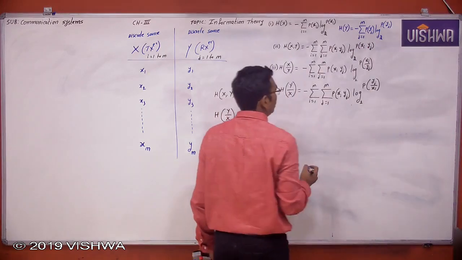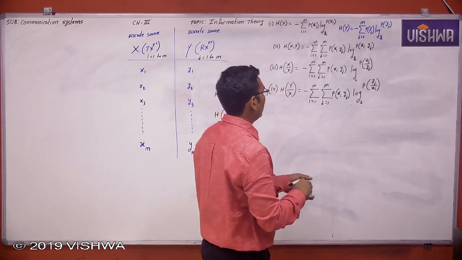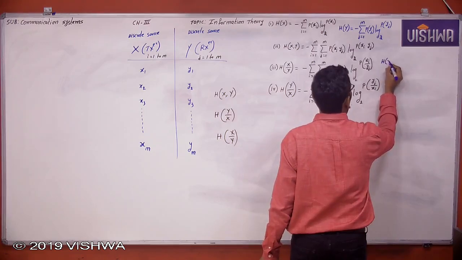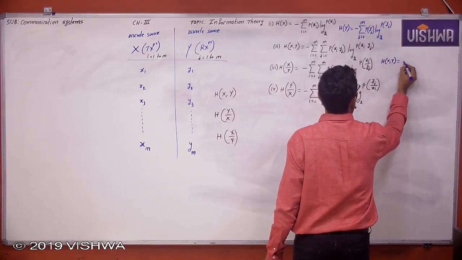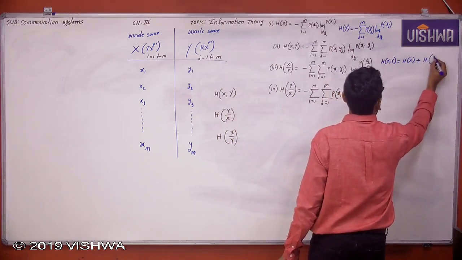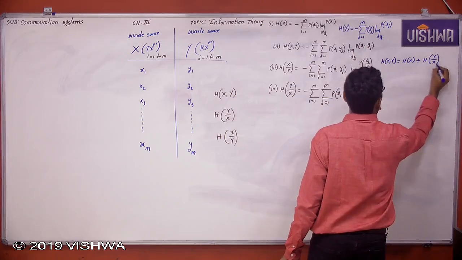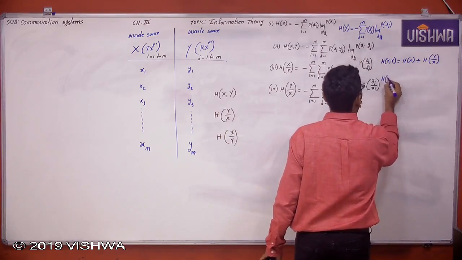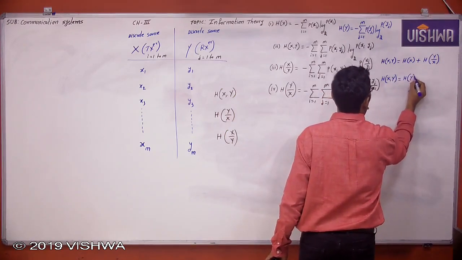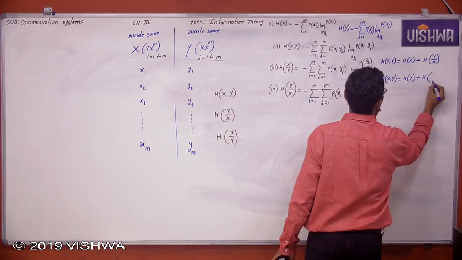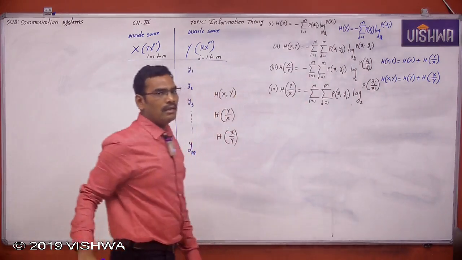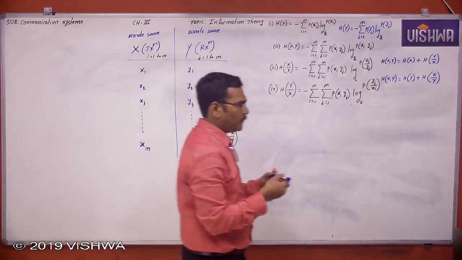And there is a relation between joint entropy and conditional entropy. H of X comma Y is equal to H of X plus H of Y by X. H of X comma Y is also equal to H of Y plus H of X by Y. This is the joint and conditional entropies. Okay, note down.